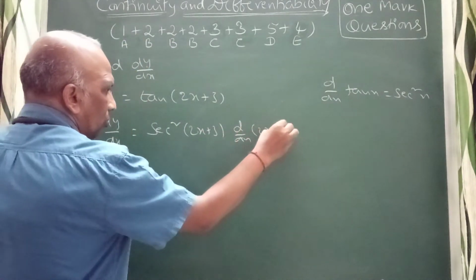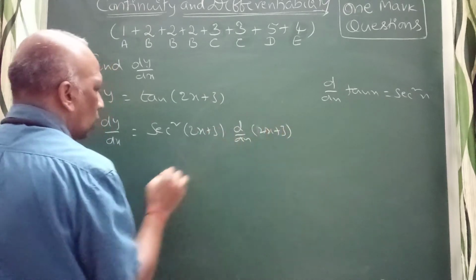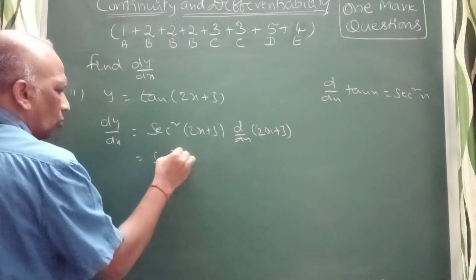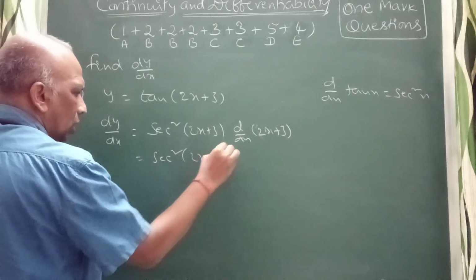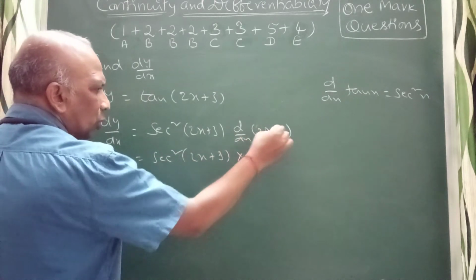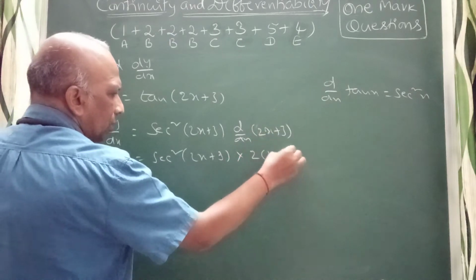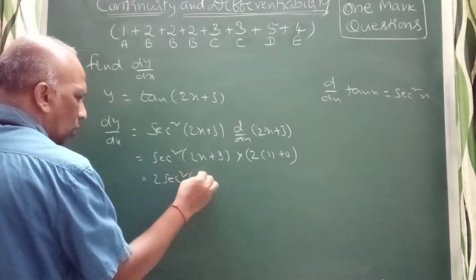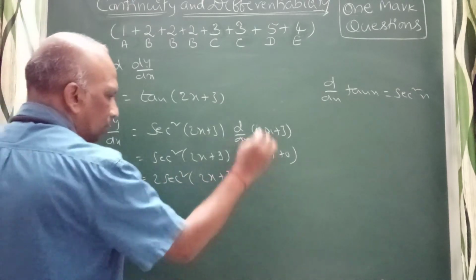2x plus 3. Now I can write this one as 2x plus 3. This is secant square of 2x plus 3 into the derivative of 2x plus 3, which is 2 into 1, and the constant gives 0. So I can write this, we get 2 secant square of 2x plus 3.